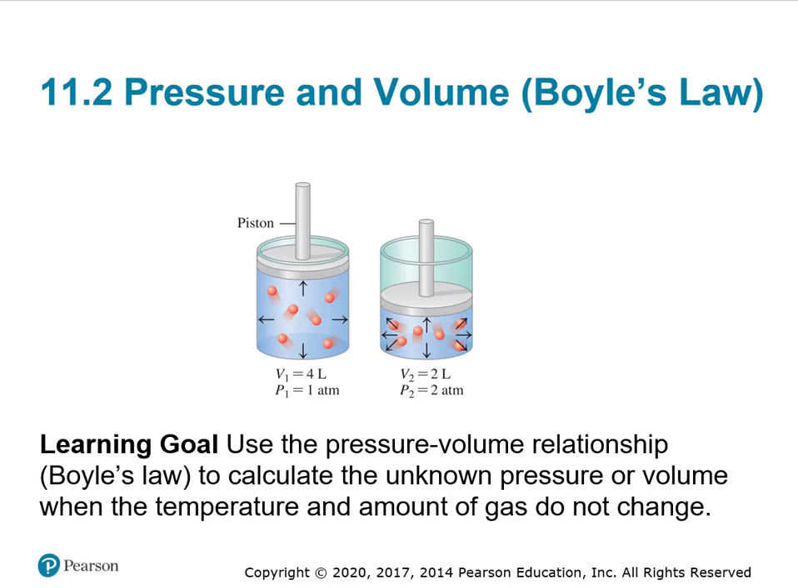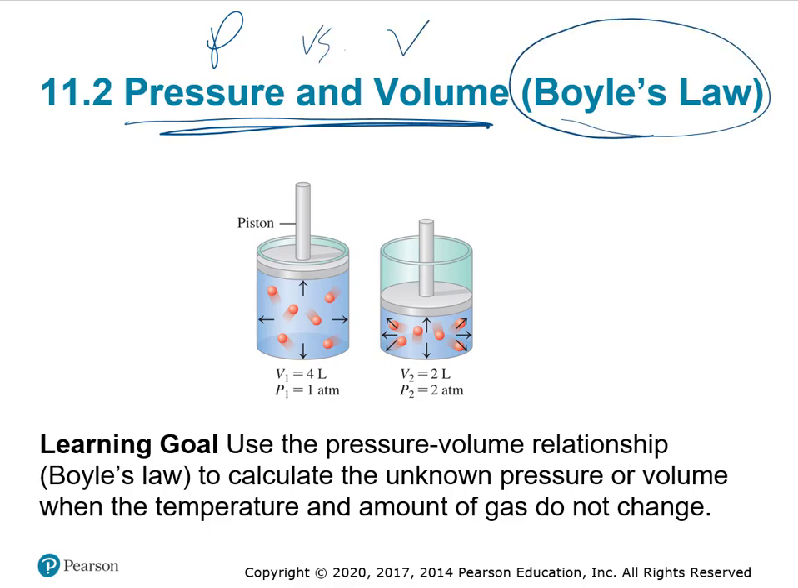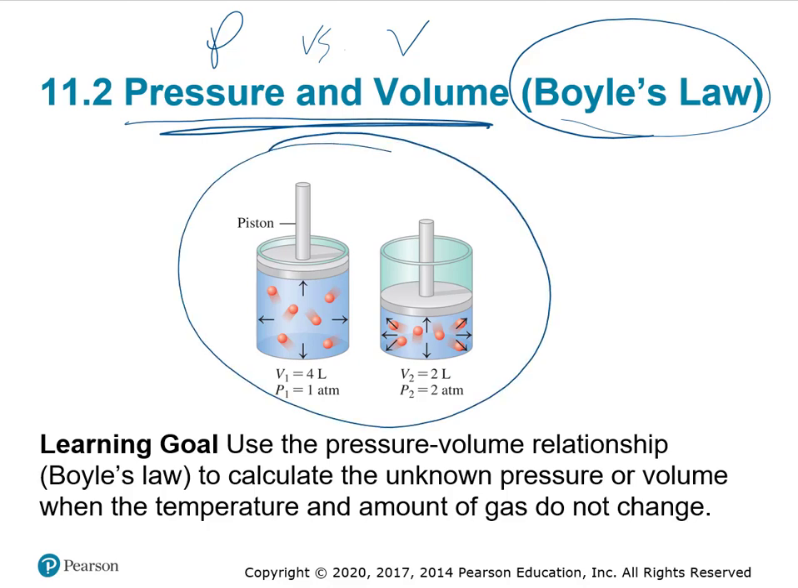The first gas law we are going to look at relates pressure and volume, so P and V. And this is called Boyle's law. Look at the difference between these two containers. One has a volume of 4 liters. Notice it is a larger volume than this second one, which has a volume of 2 liters.